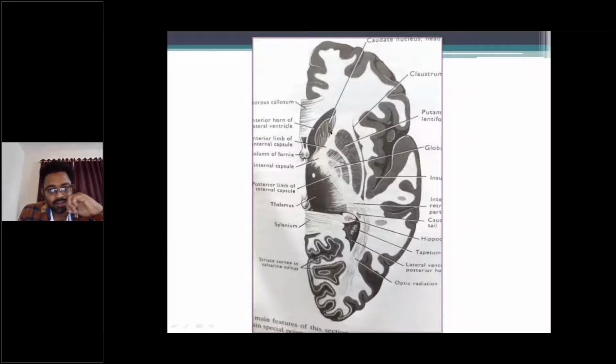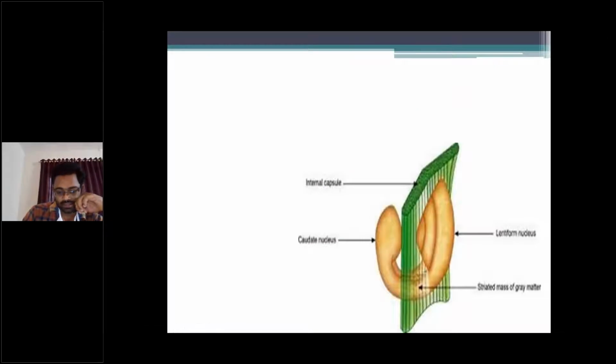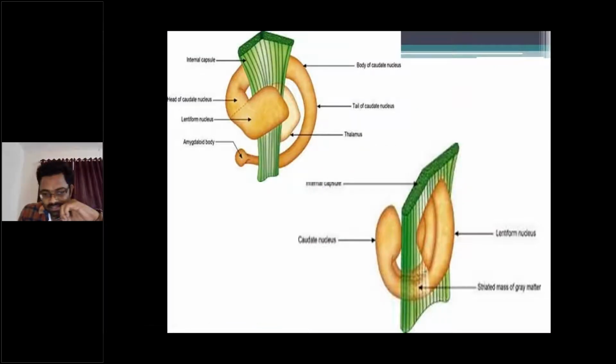The anteroinferior parts of the caudate nucleus and lentiform nucleus are connected by a striated mass of gray matter. That's why the corpus striatum has a striated appearance, and that's why it is called corpus striatum.